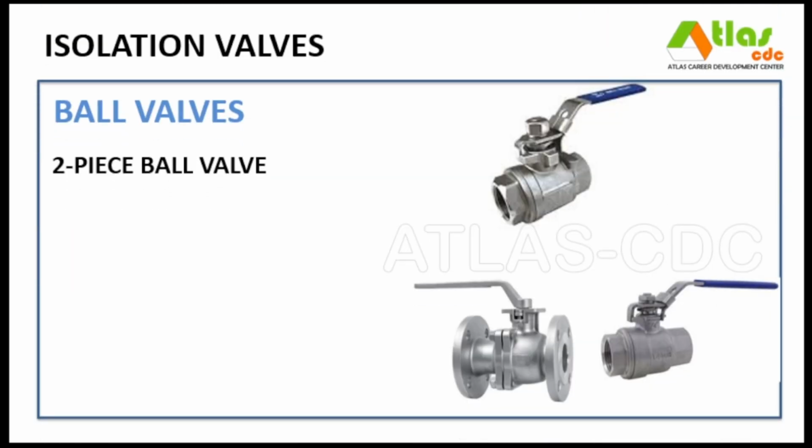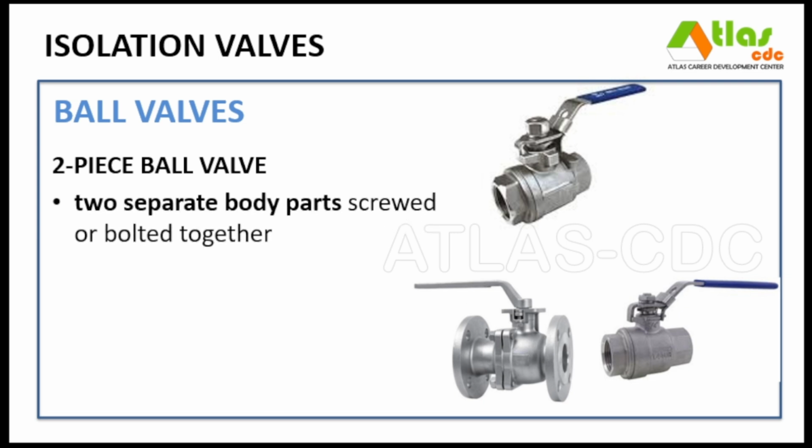A two-piece ball valve consists of 2 separate body parts screwed or bolted together, enclosing the ball inside. Its mechanism allows the ball to rotate 90 degrees to control flow, just like other ball valves. It provides reliable on or off control with minimal pressure drop, similar to full port designs. Compared to a one-piece valve, it can be partially disassembled, allowing limited access for maintenance or cleaning.